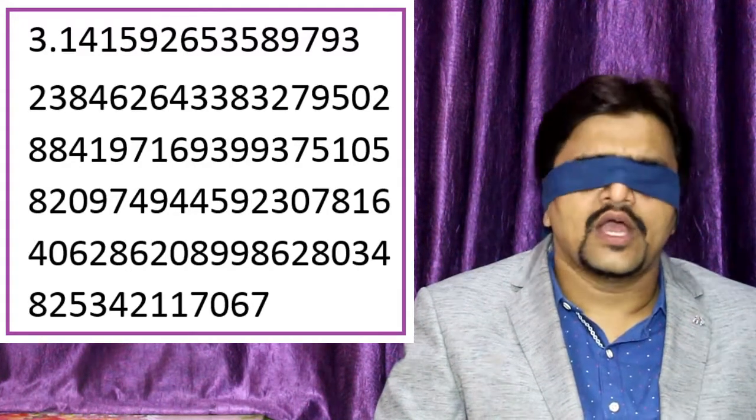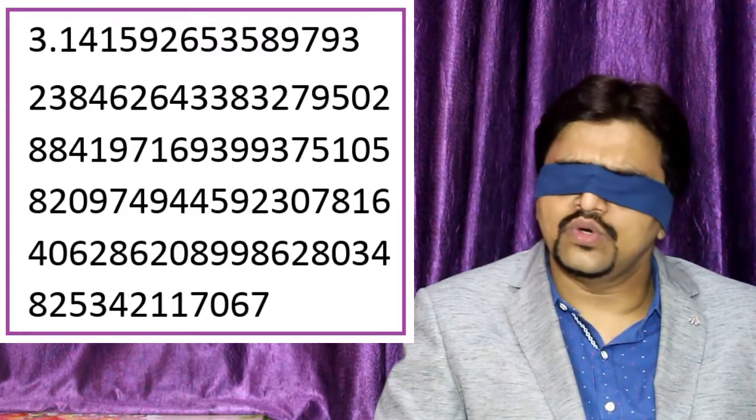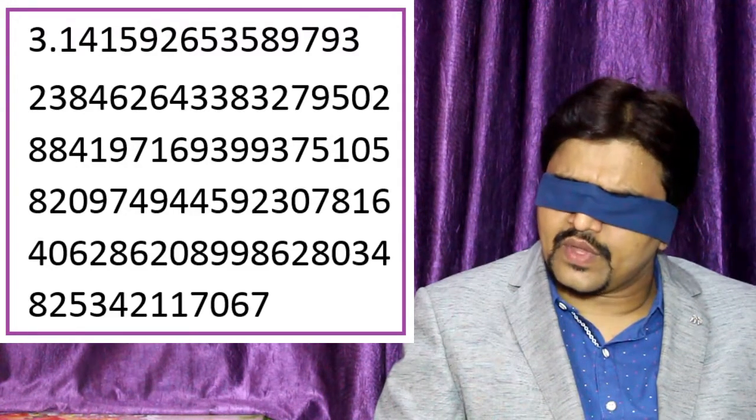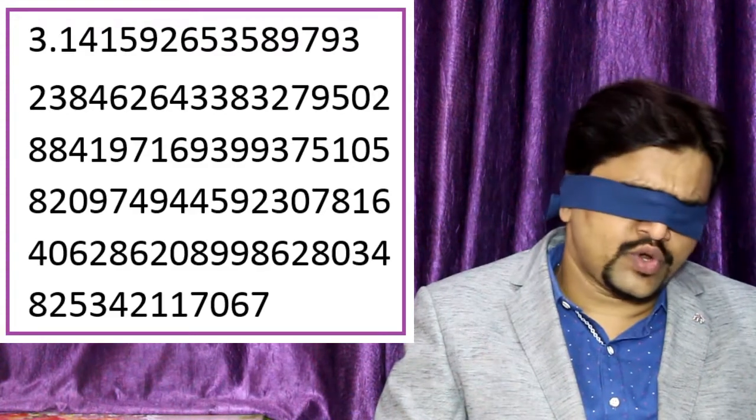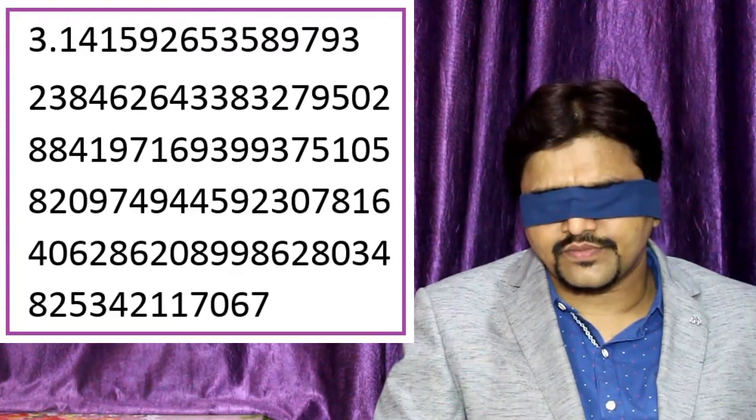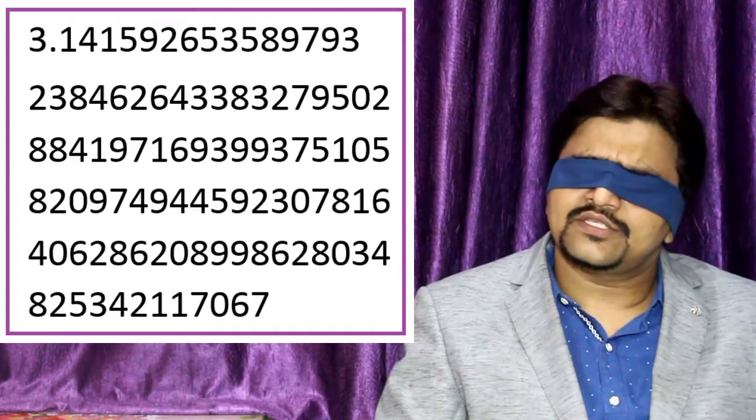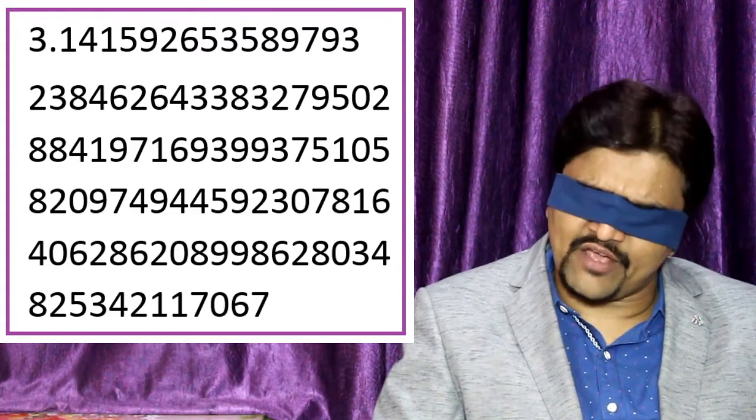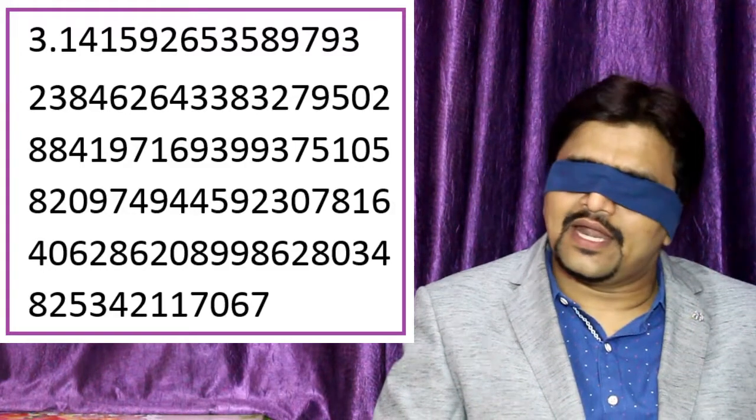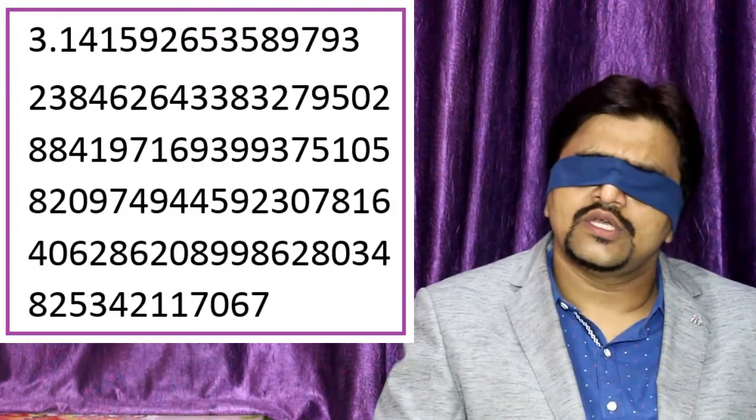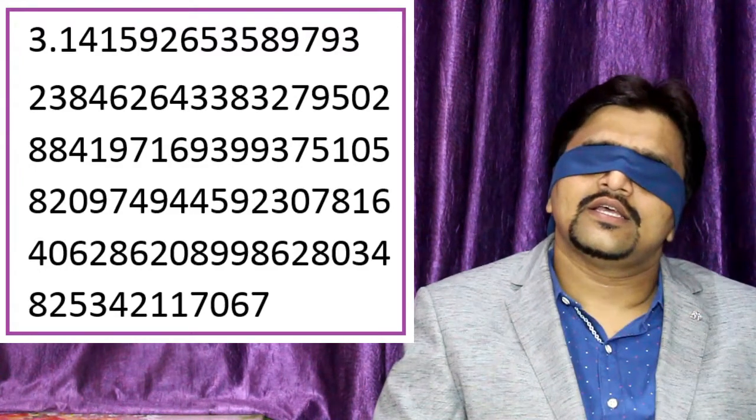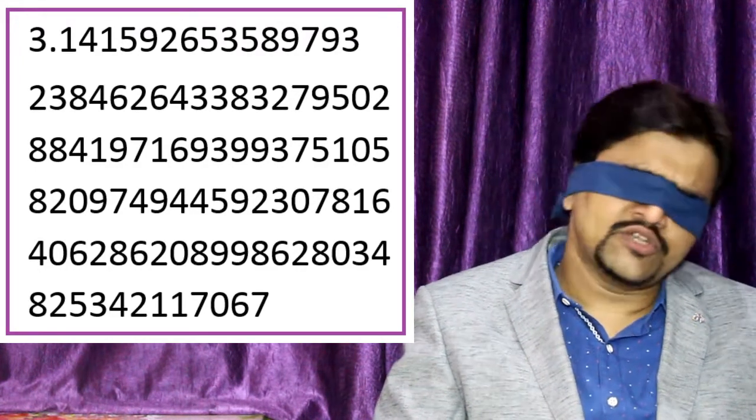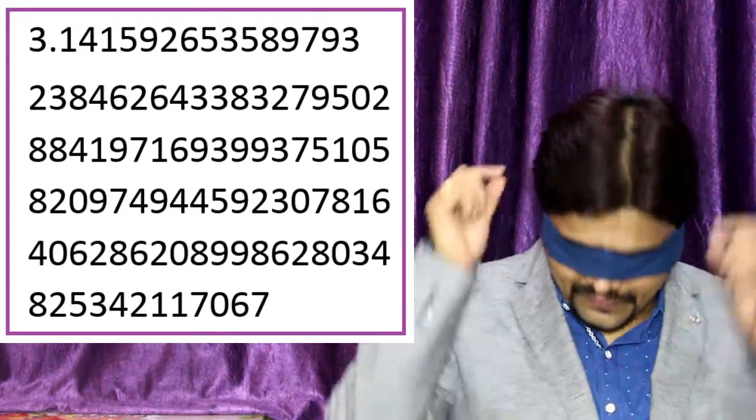Next number is 034. Next number is 825. And next number is 342. And the next number is 117. And the last number is 067. So friends, this was the 100-digit long pi number.